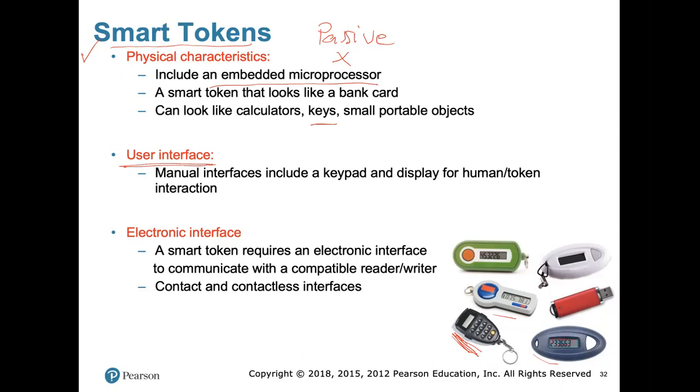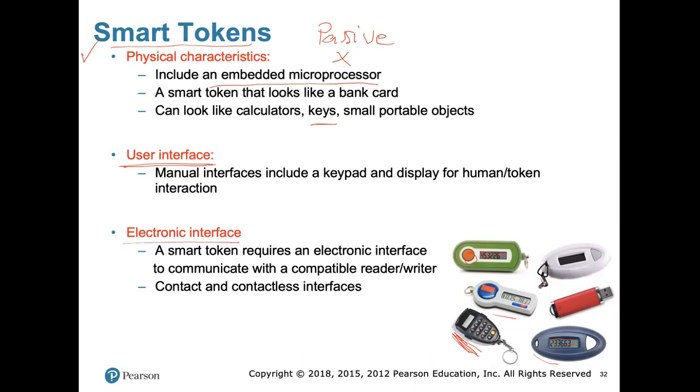You have a small LCD, and that LCD shows something. We'll talk about different types of smart tokens, and you see that this might be the password. Or here you have some keys that you can press. Here you have only one key, which will reset the system and generate a new password for you, and so on. And also, they should have some type of electronic interface.